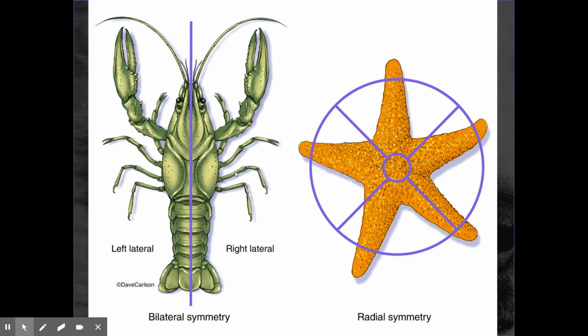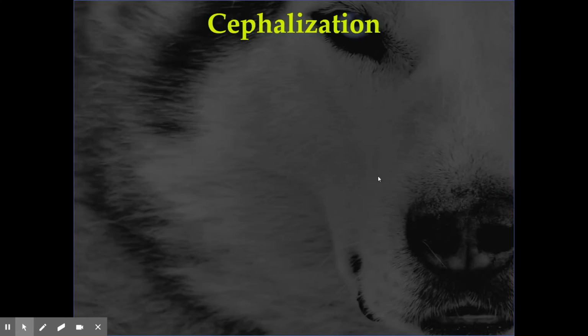Bigger picture is better. So you can see bilateral symmetry, left side, right side of our lobster. And this one, yeah, the radial symmetry. You can't just draw one line down it, but you can draw several different ones where you'd have similar sides. Cephalization. Now, there's a word you don't say every day.